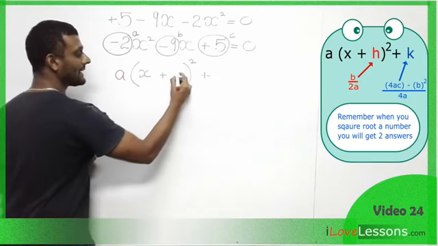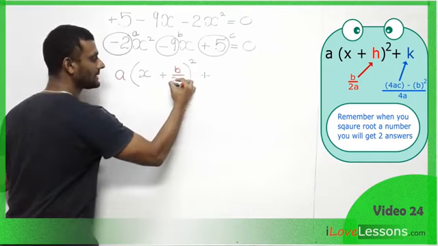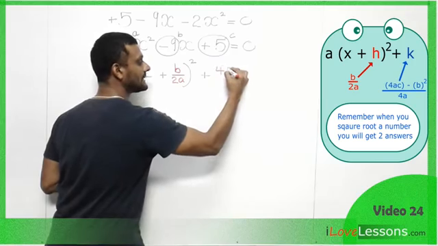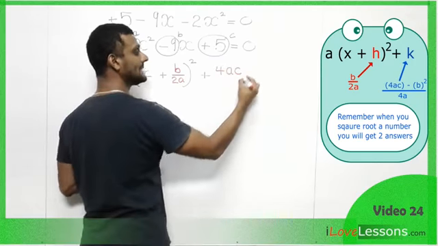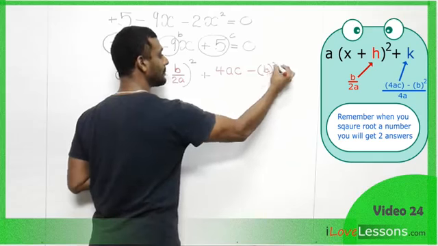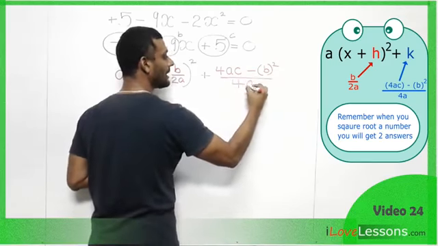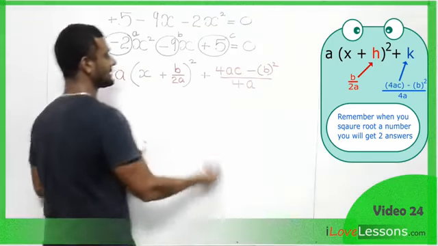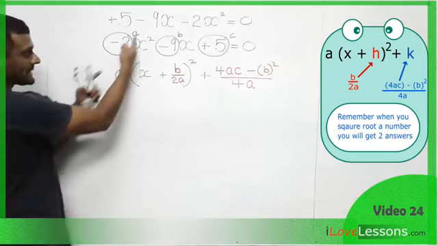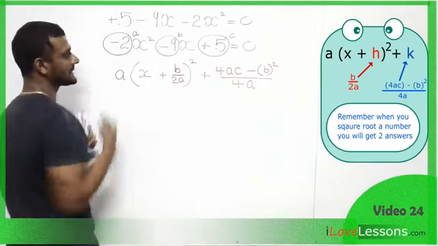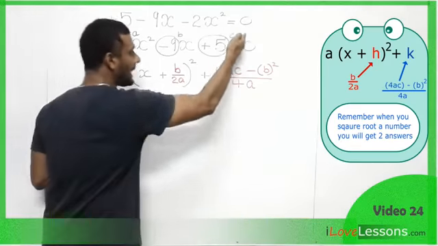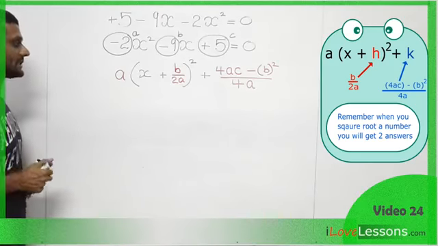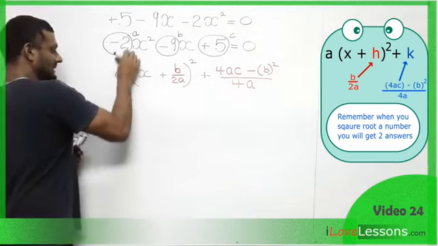Remember, the formula to find H is B divided by 2A. And to find K, it's 4 multiplied by A multiplied by C minus B squared in brackets divided by 4A. So all we have to do now is just go and replace the letters with the relevant numbers. Anywhere we see an A, replace it with -2. Anywhere we see a B, replace it with -9. Anywhere we see a C, replace it with 5. So let's get started with our substitution. This one is pretty easy.